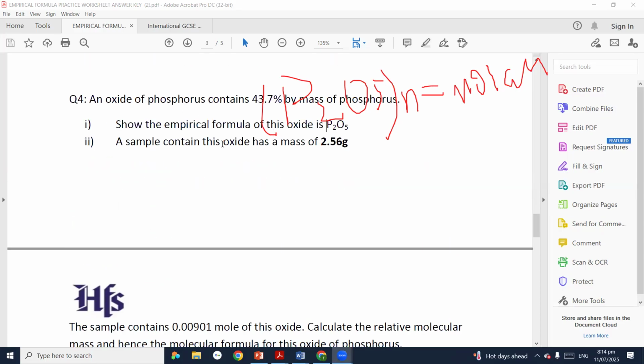But a sample contains the oxide of this mass. Rather than molar mass, they have given you mass. So with the help of this mass and mole, two data you are given. So can you calculate molar mass with the help of these two data? Yes, can I calculate, beta? Yeah, we can divide mass over mole. Directly they have not given the molar mass, but to calculate the molar mass, they have given mass and mole. So I can calculate this.